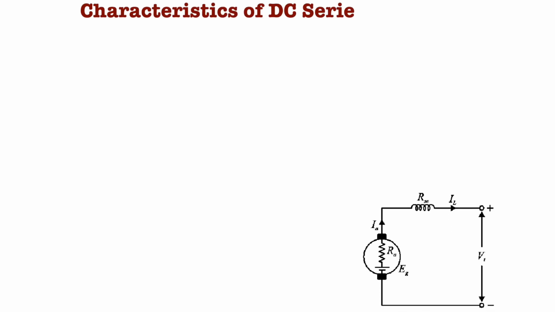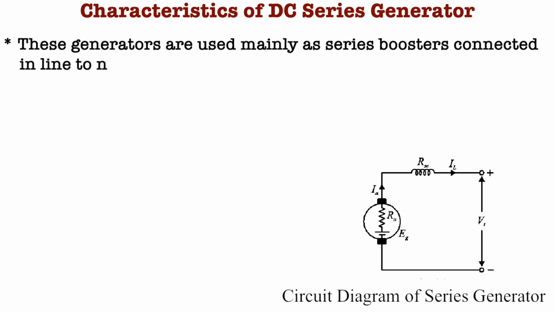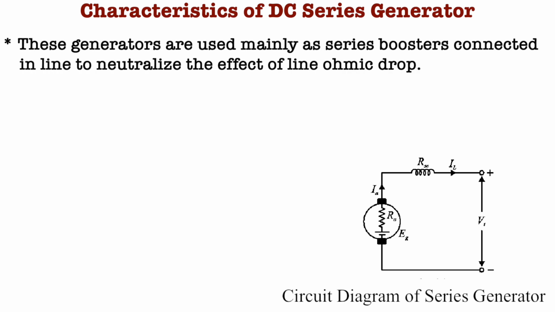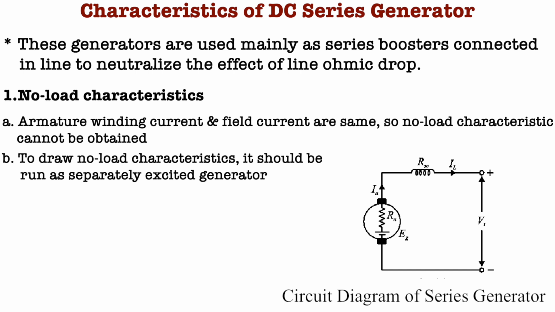Let us now come to the characteristics of the DC series generator. These generators are mainly used as series boosters connected in line to neutralize the effect of line ohmic drop. The first one is no load characteristics. In a series generator, the armature winding current and the field current are the same. So, no load characteristics cannot be obtained. If we want to draw the no load characteristics, it should be run as a separately excited generator.